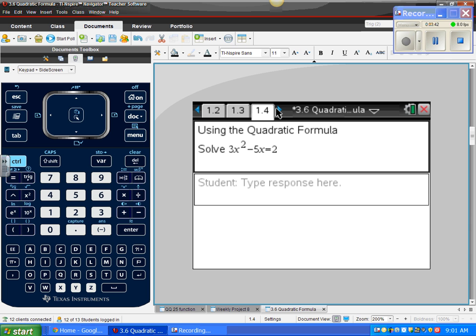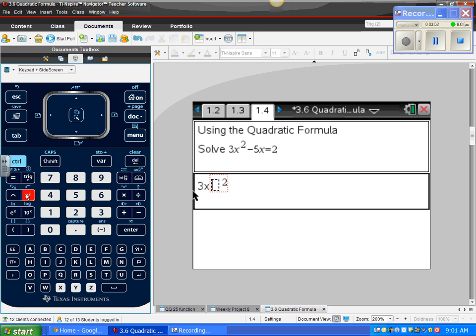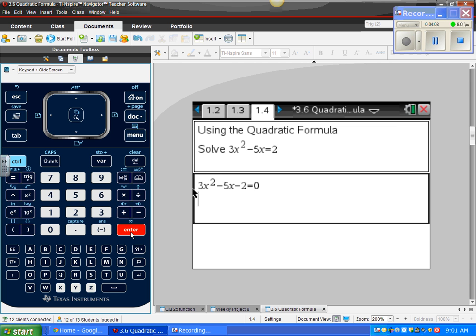Is it in standard form? No. Do I want it in standard form? Yes. How do I put it in standard form? Very good. Subtract that 2 over. So 3x squared minus 5x minus 2 equals 0. It's better in descending order, otherwise it makes it more difficult to find a, b, and c. Okay, so now we want to put this into the quadratic formula.